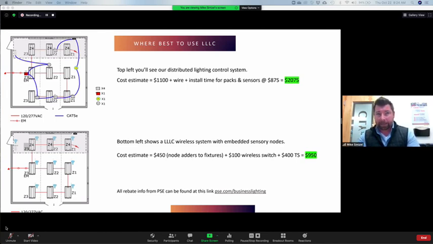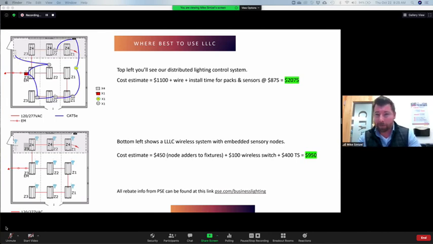So that's one of the issues that we see with every single fixture having photocells and sensors in them. The systems need to be designed correctly for the application. You can't just blatantly blanket everything with sensors and daylight harvesting. It actually requires some thought.